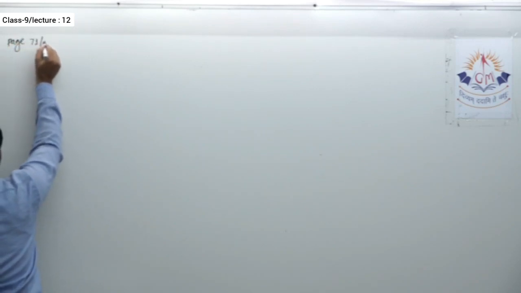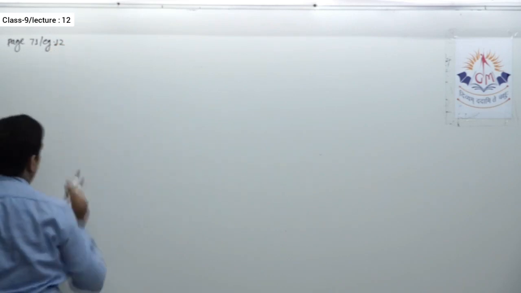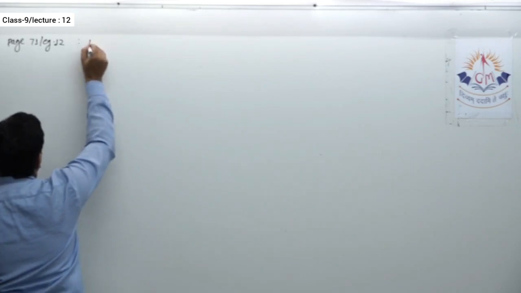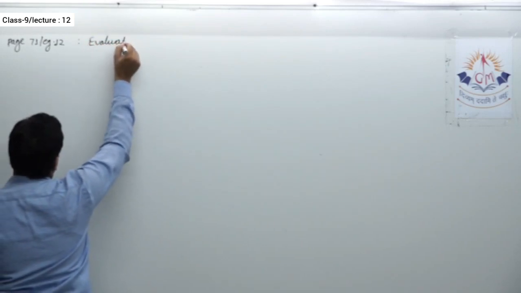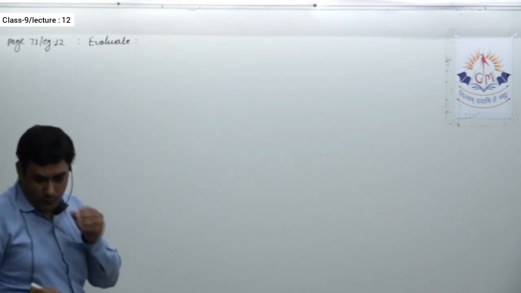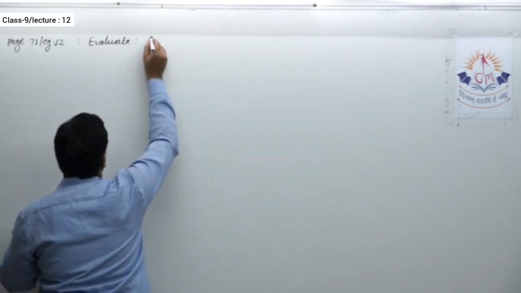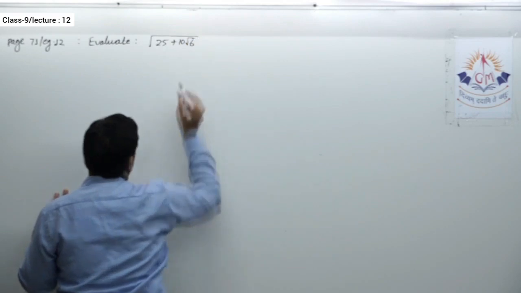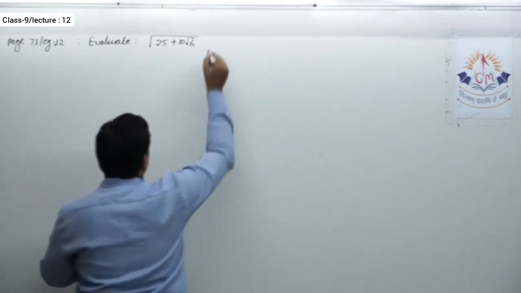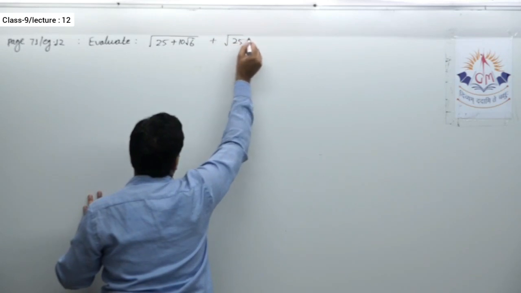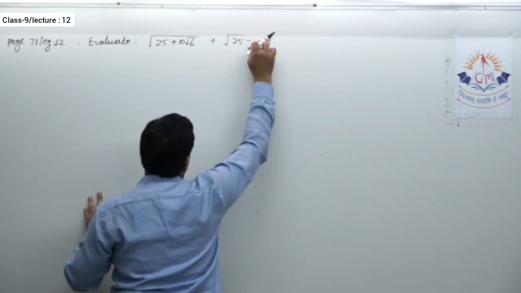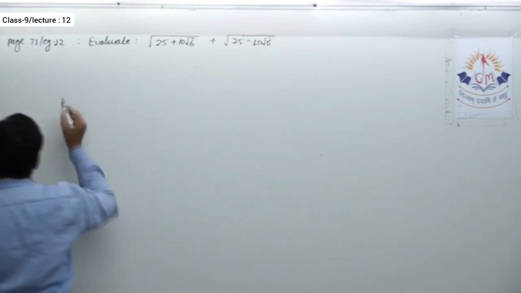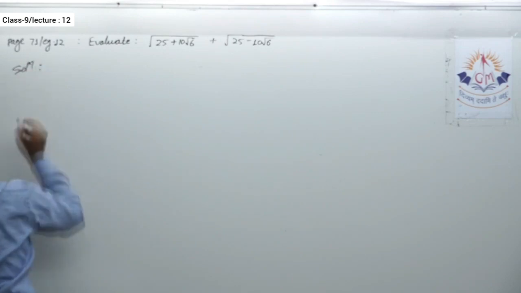Page 71, example 12. You have to evaluate, or find the value of, the square root of 25 plus 10 root 6, plus the square root of 25 minus 10 root 6. You have to simplify this, or find the value of this. So let us see how to solve this.